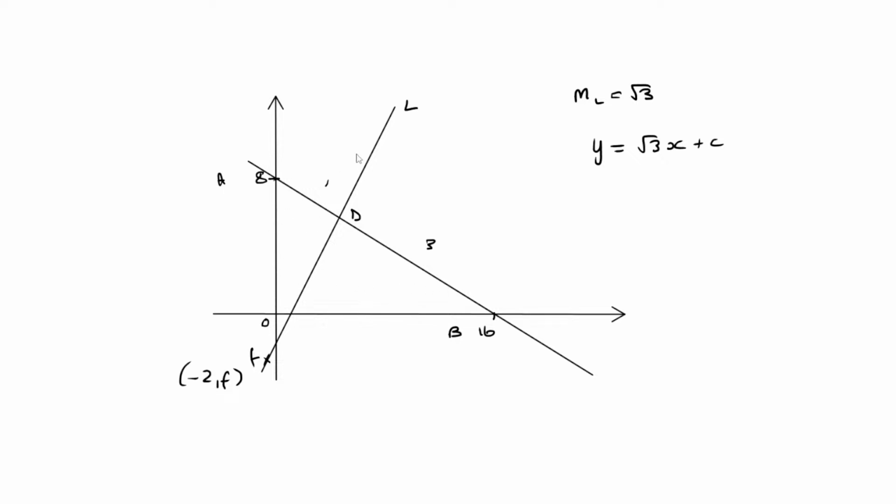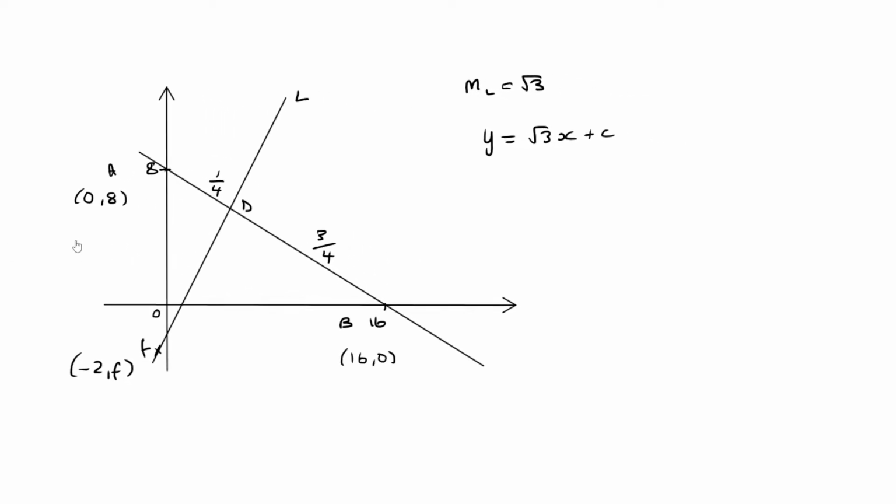So this is 1/4 of the line, this is 3/4 of the line, if we put it into fractions. We've got 2 sets of coordinates: 0, 8, and 16, 0. So vertically that's 8 and horizontally that's 16. I could work out the coordinates of D. That's probably where I start, and then from there just sub it all in.